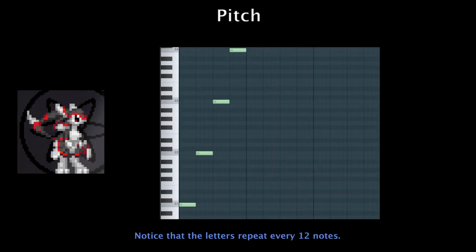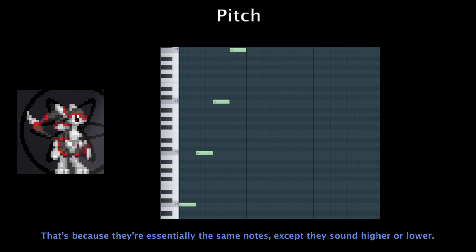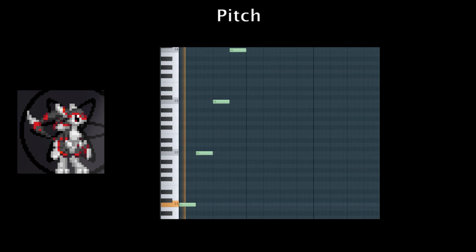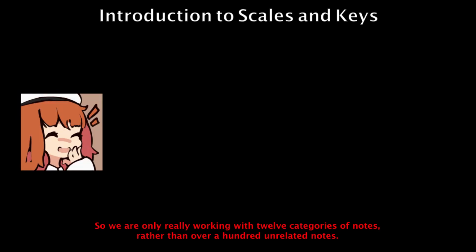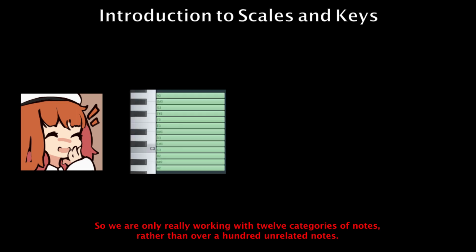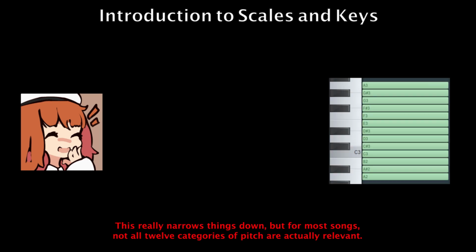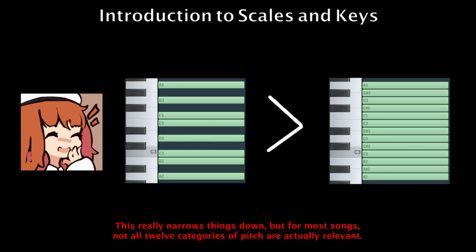Notice that the letters repeat every 12 notes. That's because they're essentially the same notes, except they sound higher or lower. So we are only really working with 12 categories of notes rather than over 100 unrelated notes. This really narrows things down, but for most songs, not all 12 categories of pitch are actually relevant.